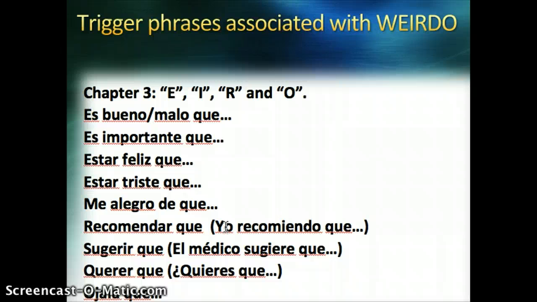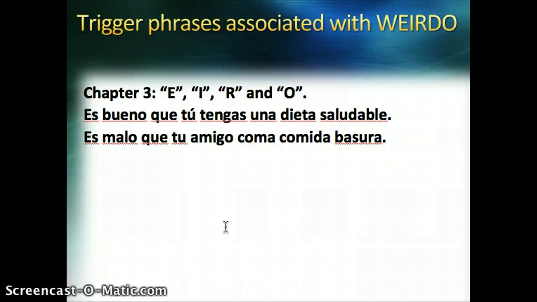All right, first of all, es bueno, malo que, or es importante que. Es bueno que tú tengas una dieta saludable. It's good that you have a healthy diet. It's good that, here's your trigger phrase with the K, and then a change of subject because it's impersonal. There's no subject here, and then it changes to a tú subject here. Tengas is the subjunctive form of the verb tener.